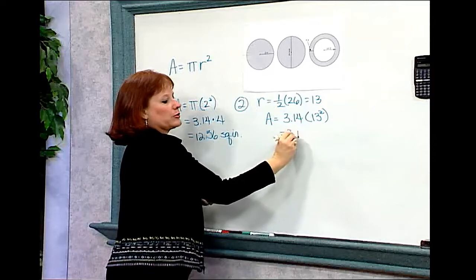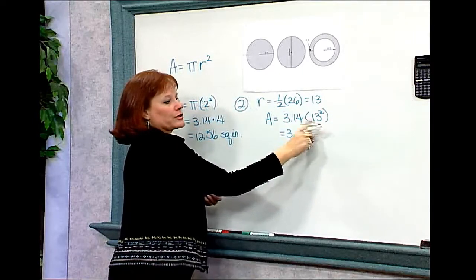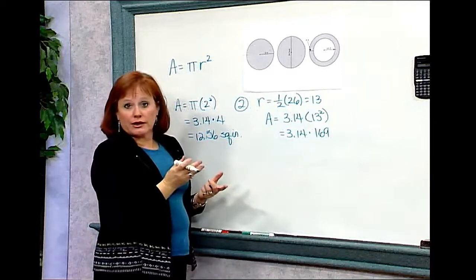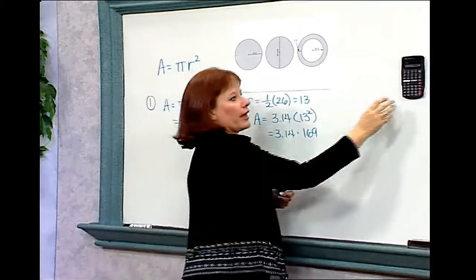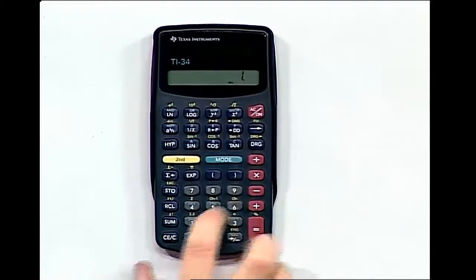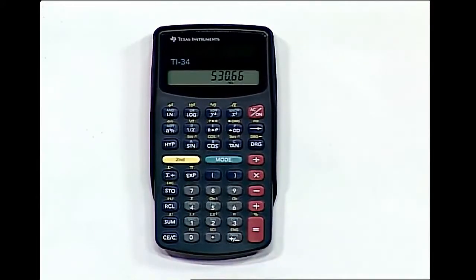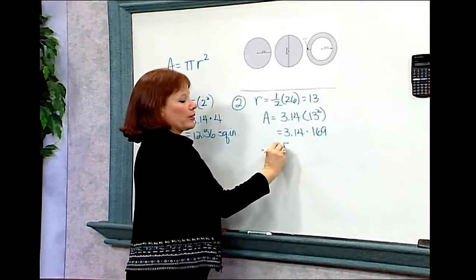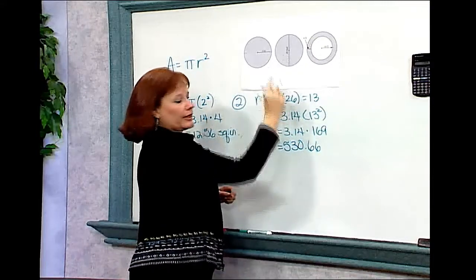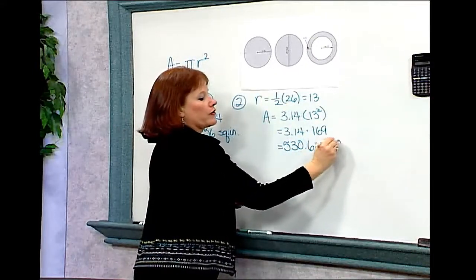That tells me I need to multiply 3.14 times 13 squared, which is 169. I'm going to use my calculator to help me do that. So I'll make sure I clear this out and take 3.14 times 169. So I have 530.66. And I come back and I know my problem is 530.66, I'm checking my label, square feet.